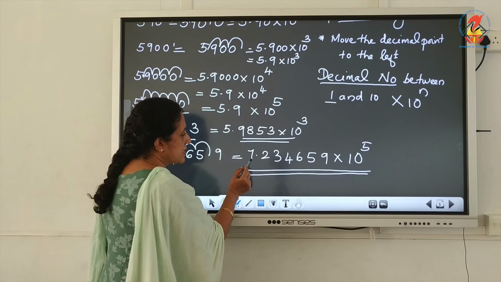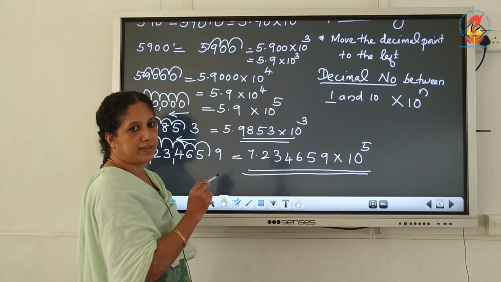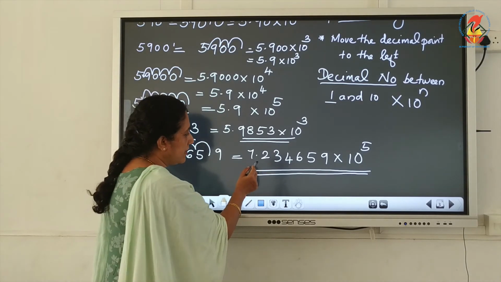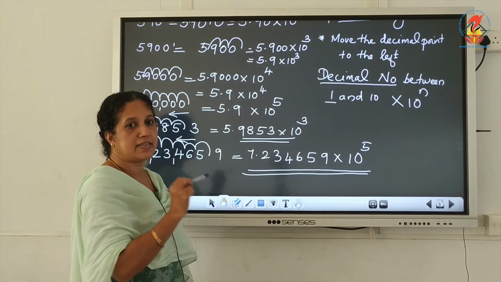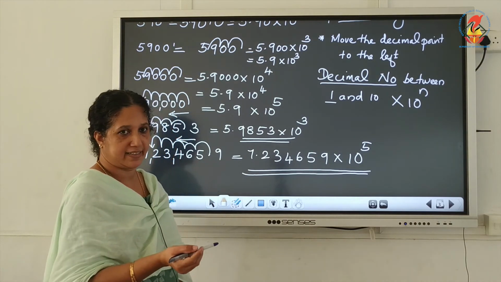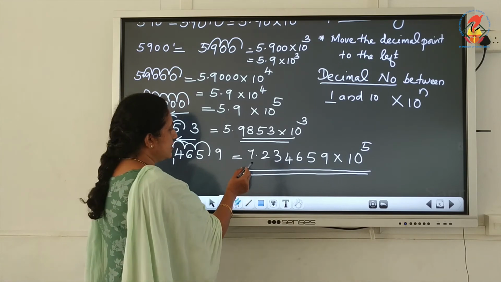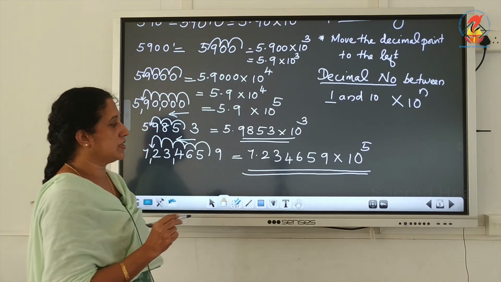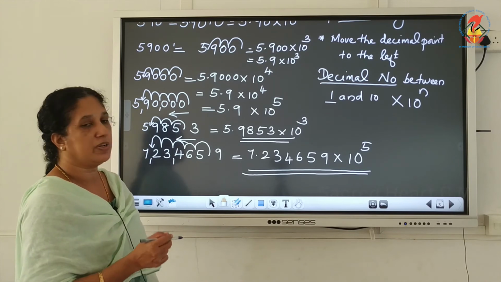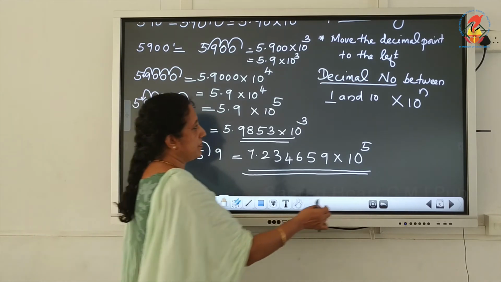Now look at the number 7.234659. This decimal number is a number between 1 and 10. So we can say that the standard form is 7.234659 into 10 raised to 5.